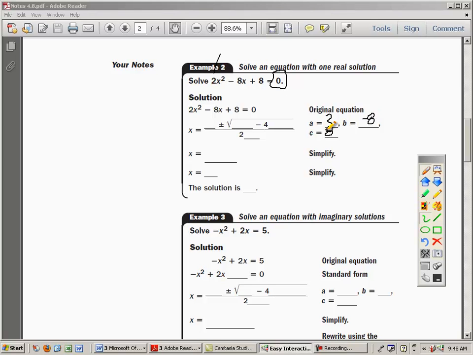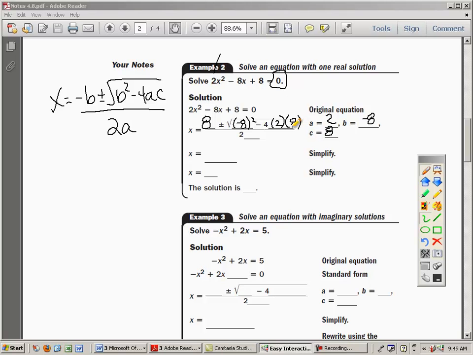All right, so the quadratic equation: x equals opposite b plus or minus the square root of b squared minus 4ac, all over 2a. And so in this case, since our b is negative 8, we're going to do opposite 8, which is positive 8, plus or minus the square root of b squared. Well, this is negative 8 squared minus 4 times a, which is 2, times c, which is 8, all over 2 times a, which is also a 2.